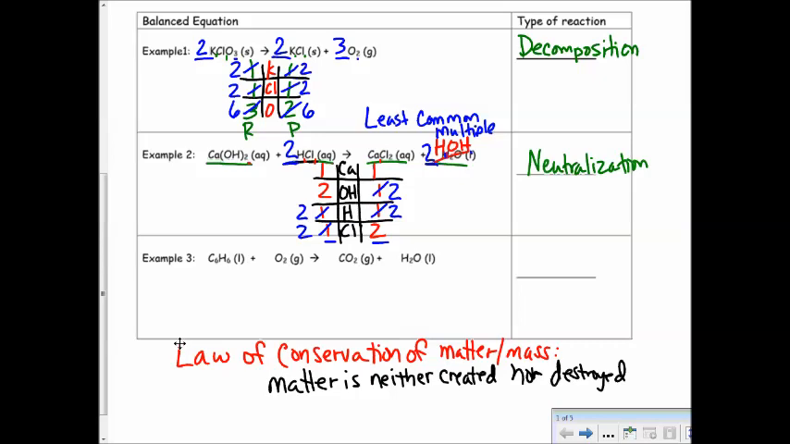Now for example 3. You need to recognize that this is what type of reaction? It happens to be a combustion reaction. We have a carbon compound, a hydrocarbon, plus oxygen, giving us carbon dioxide and water. So we need to look at this one and approach it differently.